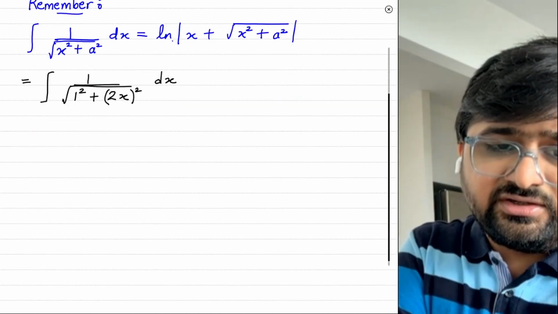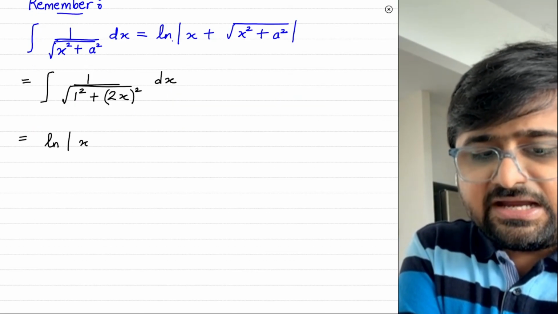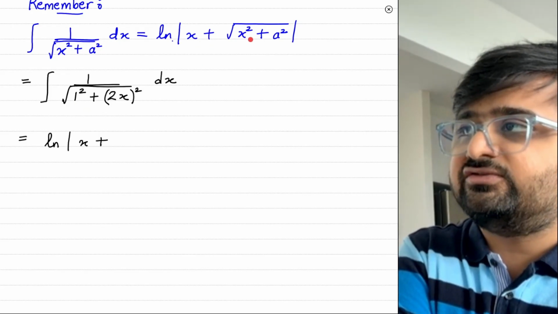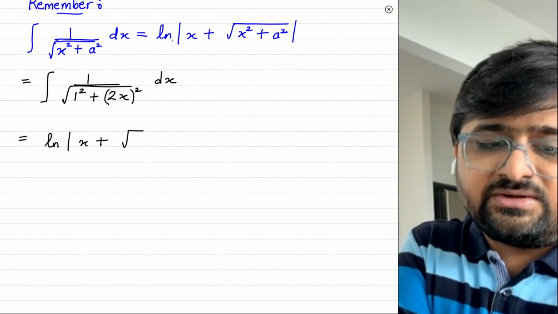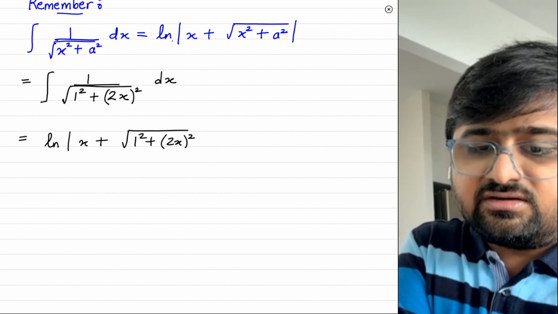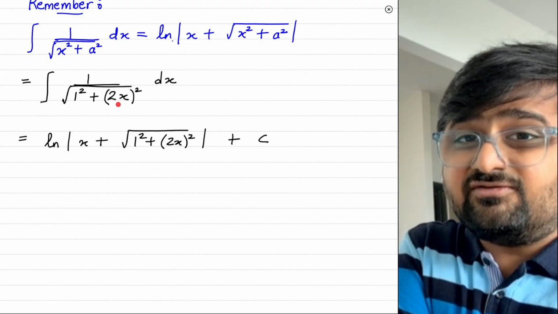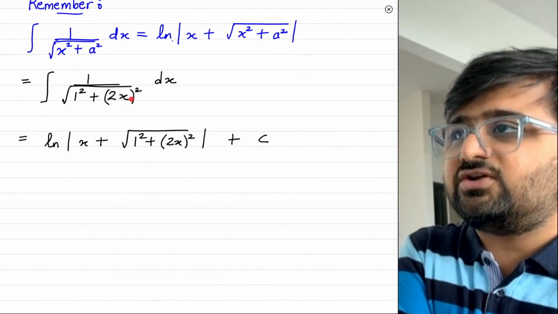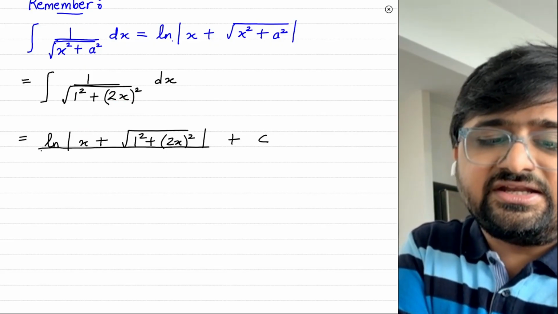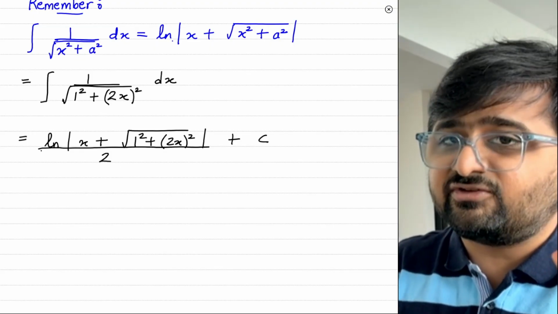So what you can do here is write it as ln of mod of x plus the same thing. So x plus, we have the same function over here, the square root of 1 squared plus 2x squared, plus let's add the constant of integration c. And remember that in integration we always have to divide by the coefficient of x. In this case the coefficient of x is 2, so when I'm done integrating I have to divide by that coefficient of x. Don't ever forget to divide by the coefficient of x once you are done integrating.